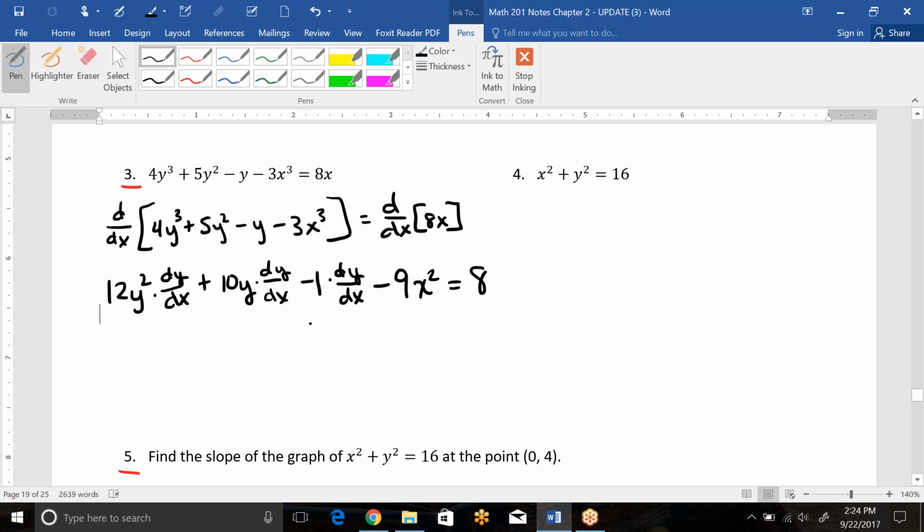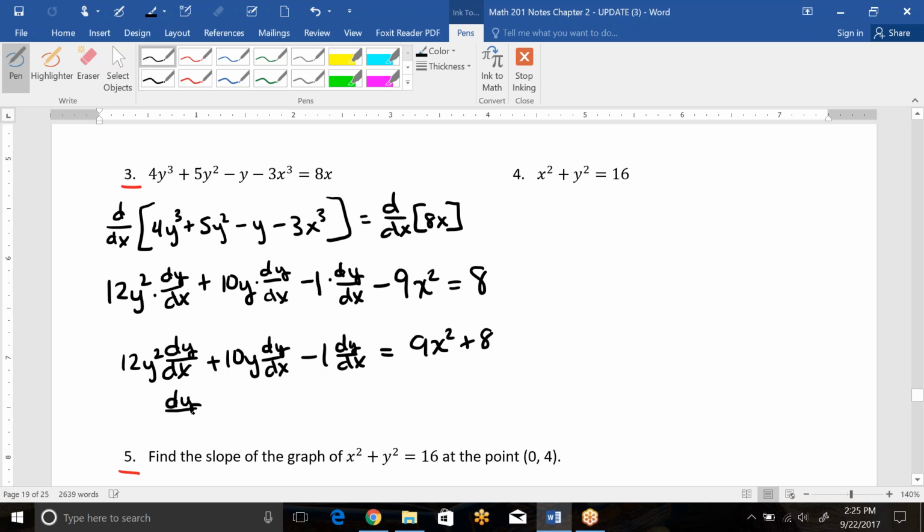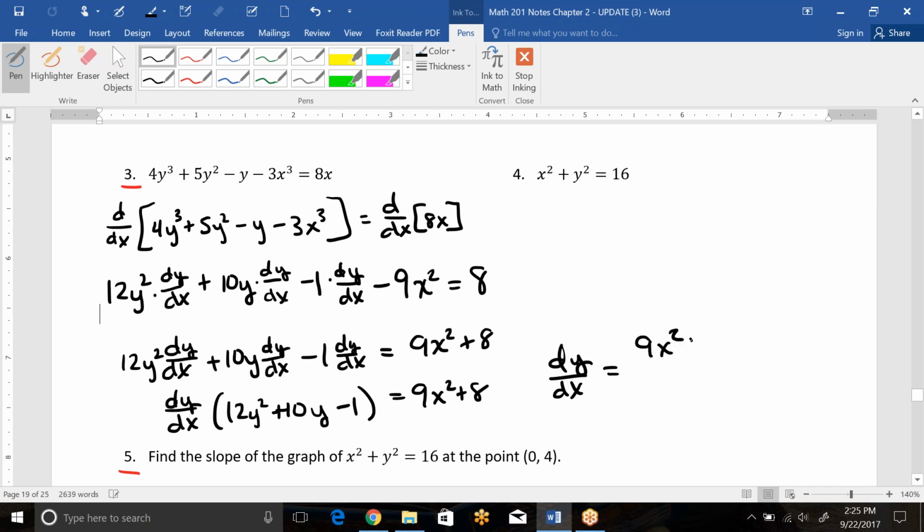So then if we try to get all of the things that don't have dy dx on the same side together, we're going to leave our 12y squared here, our 10y dy dx, our minus 1 dy dx, and we're going to add over that 9x squared because it does not have the dy dx. The reason we do that is because then we can pull out the dy dx as a GCF. So now this is 12y squared plus 10y minus 1 equals 9x squared plus 8. So dy dx, the derivative of the function y with respect to x, is going to be 9x squared plus 8 over 12y squared plus 10y minus 1.